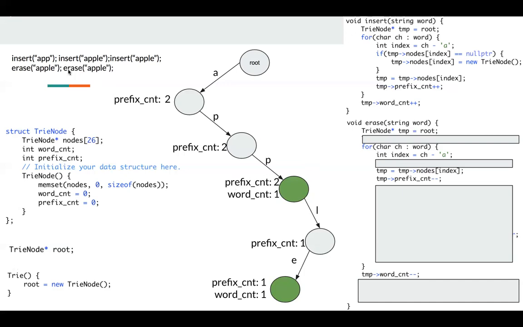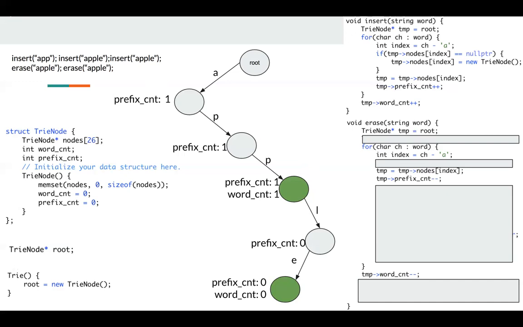Assuming we erase one more apple, it looks like this. For the last two nodes, the prefix count becomes 0 since we had 2 apples and we have now erased all of the 2 apples. Okay, so far so good. The code can pass the test, but there are some remaining problems.